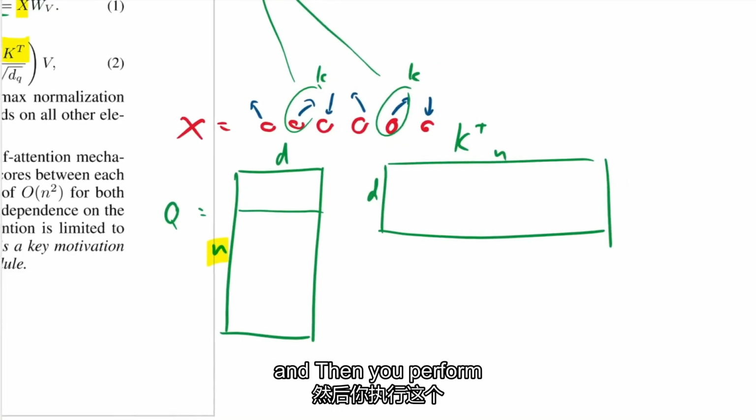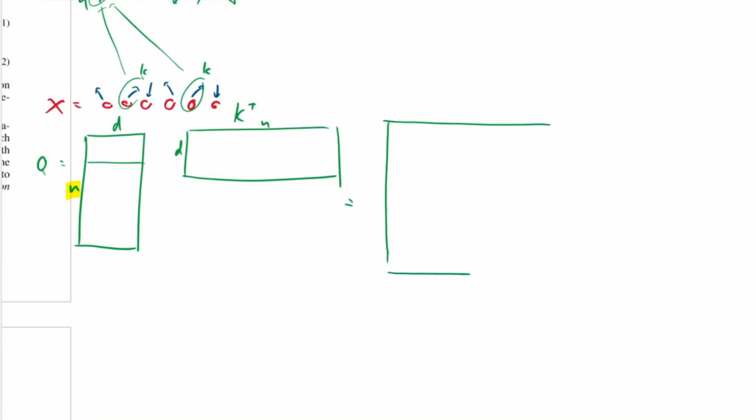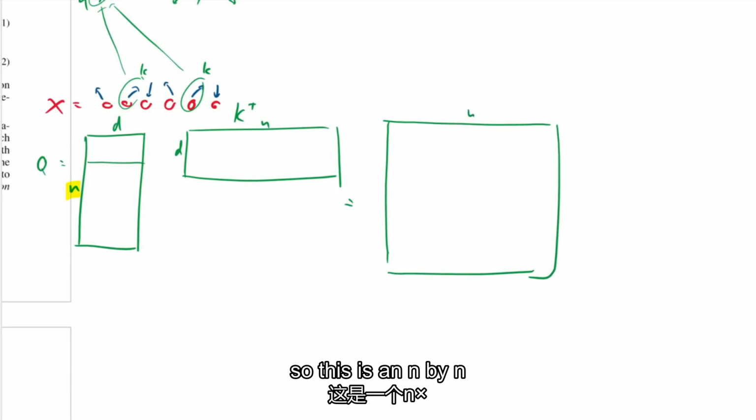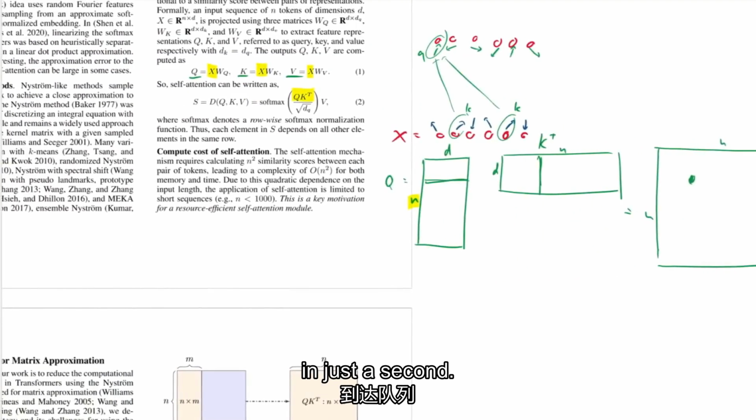And then you perform this product, and what you end up with is, as we said, this n by n matrix. So this is an n by n matrix, and one element in this matrix is going to be the product, of course, of the corresponding query and key. Now, we'll get to the rank in just a second.